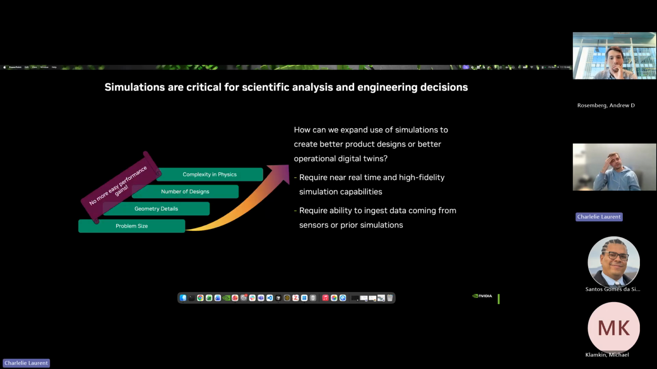We all know simulations are critical for any engineering problem. If we go back in time to the 60s or 70s, simulation was not used at all. They were doing a bunch of experiments and scaling laws, and that's how they designed the space shuttle. Then when computers started to become more powerful, you started to see more numerical simulations.